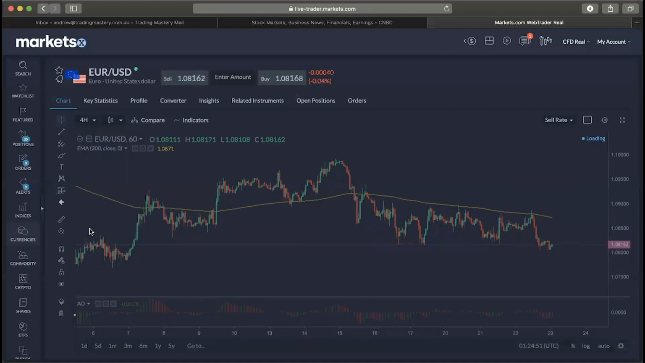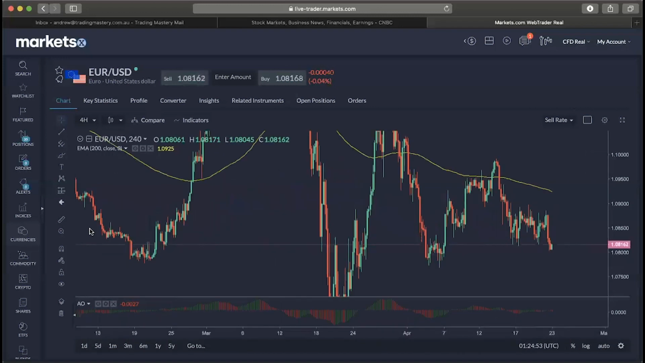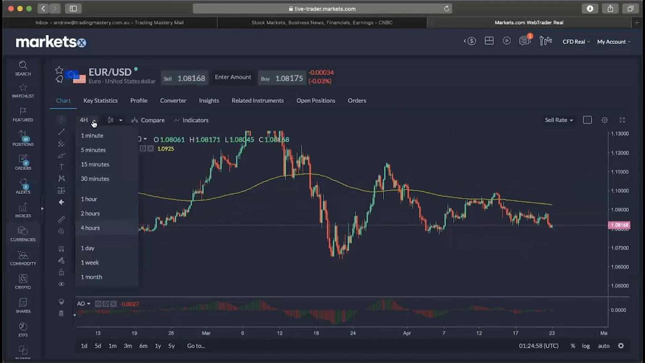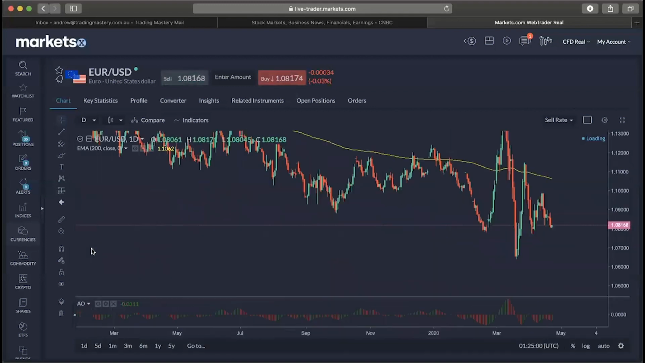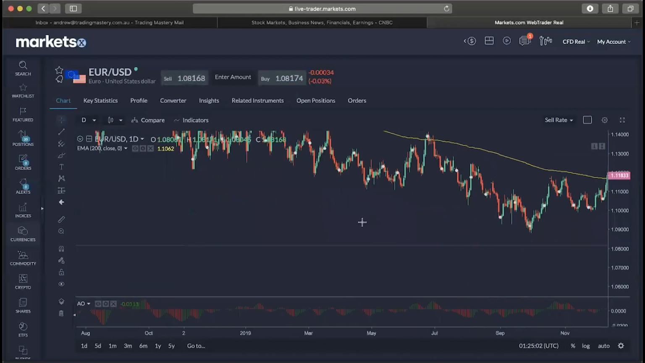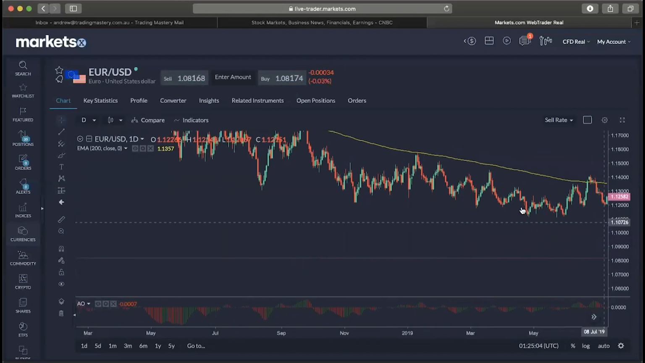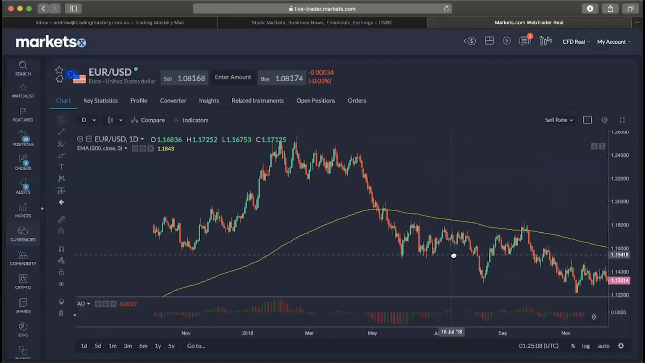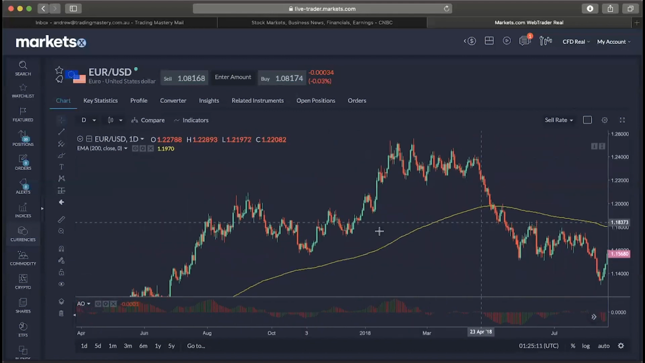Now, we could go out and look at a different time frame. We could look at a 4-hour chart, a daily chart, whatever time frame we like. In fact, let's go out to a daily chart now and have a little look. I'm going to scroll the chart back and give you an example of where the market's been stair-stepping to the upside and then has had a price breach.